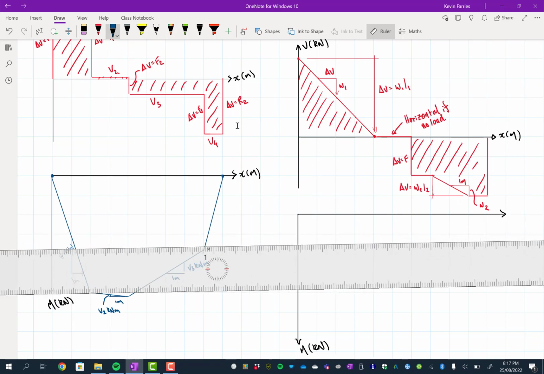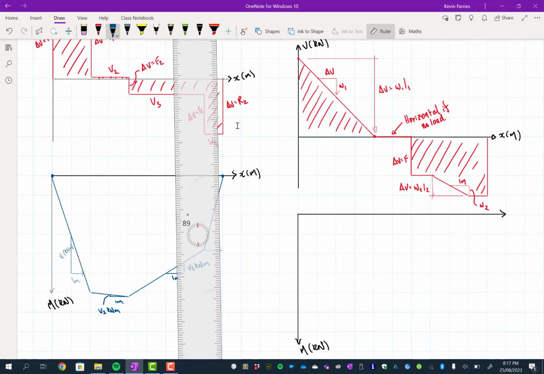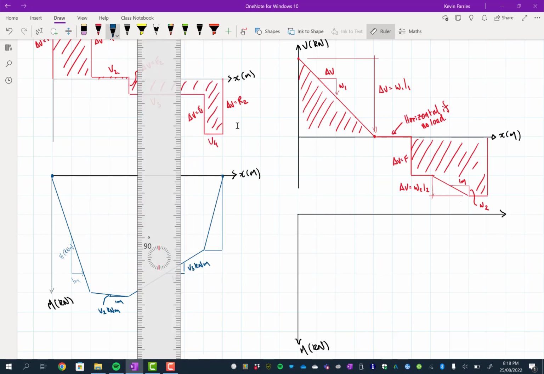Let me just draw it on. The whole thing is a meter this time. Come along a meter. You're going to go in the negative direction because it's a negative shear force. And this is going to be V4 kilonewton meters for every 1 meter. Okay, too easy.